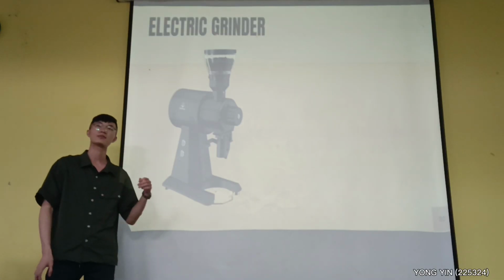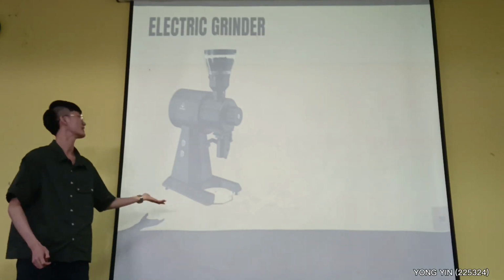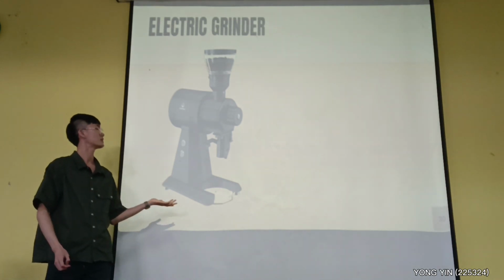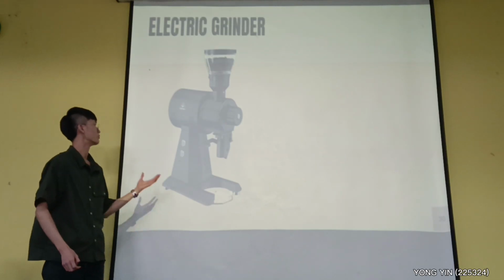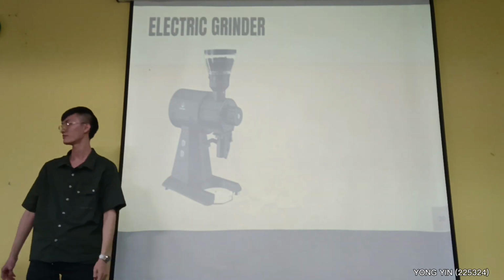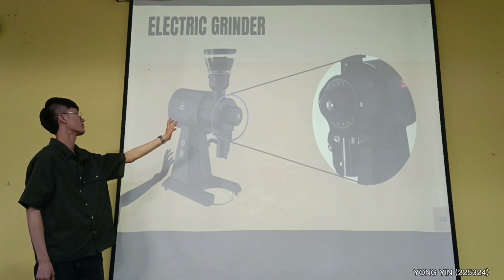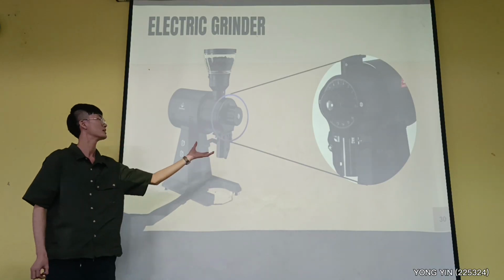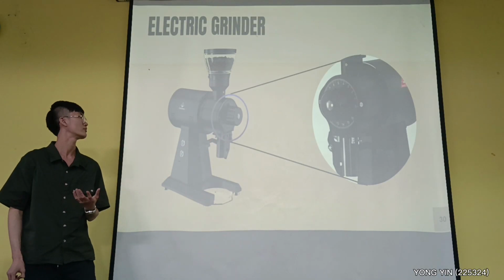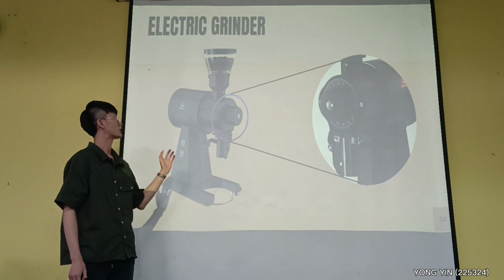So you guys might be curious about how we determine the grind size. In this figure here, it shows an electric grinder. You can see how we need to adjust the grind size with this. There's a number scale at the outer side of this knob. The numbers indicate the grind size: the lower the number, the finer the grind. So this is for an electric grinder.